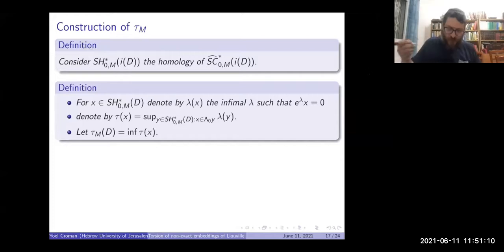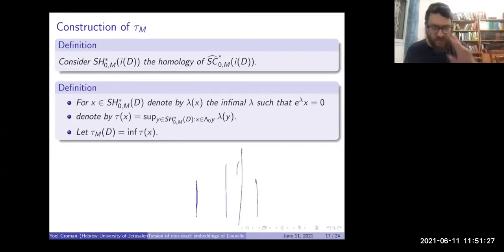So you should imagine that when you take cohomology, you get something which has torsion parts and non-torsion parts, and the torsion parts have certain lengths, and you just take the infimum over lengths of the torsion parts. This is the invariant that we're studying. Okay, so that's the definition.